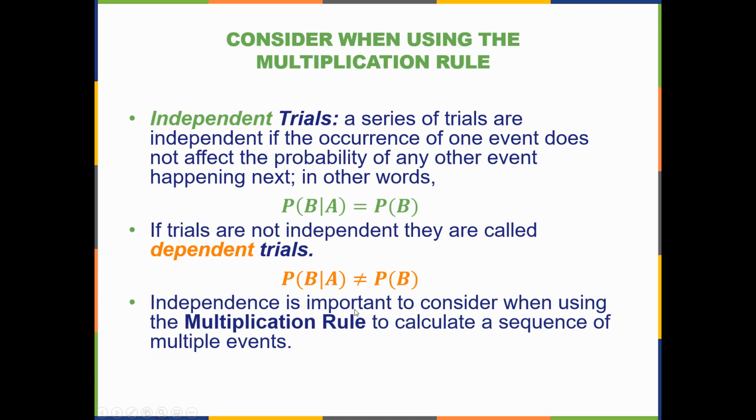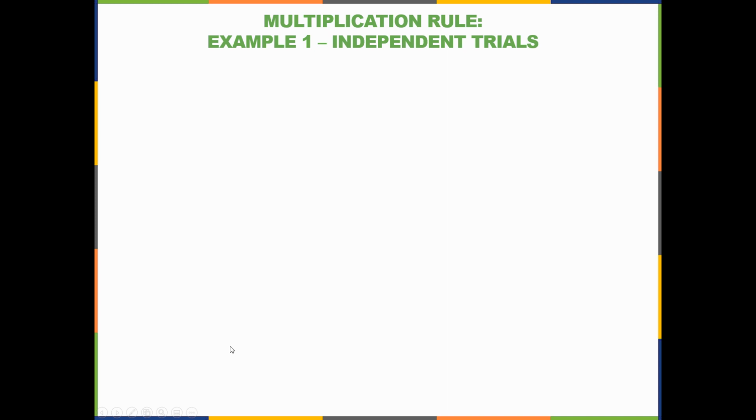So independence is important to consider when using the multiplication rule. We don't think about independence when we're doing the addition rule. With the addition rule, we have another concept to consider, which is whether or not events are mutually exclusive. So this is different. We'll be interested in independence when using the multiplication rule.